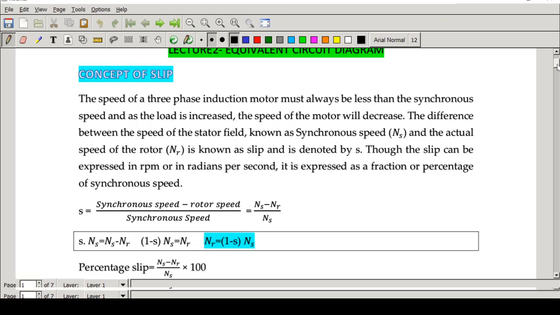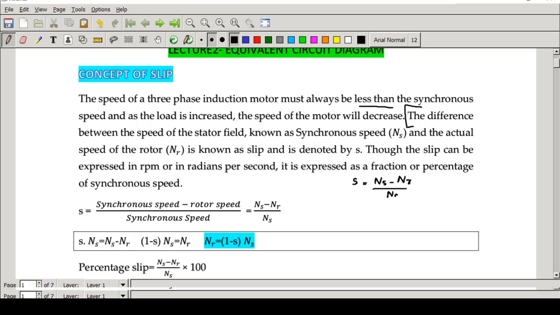Let Nr be the speed of the rotor. Now we have seen that the rotor always tries to catch up with the synchronous speed, but it can never attain it. That is, the speed of the rotor will always be less than the synchronous speed, and that difference is called the slip speed, or you can express it as slip. The slip is usually represented by the letter s. It is given by the difference of the synchronous speed Ns and the actual speed of the rotor, Nr, which is called the slip speed, divided by Ns. This is called the slip.